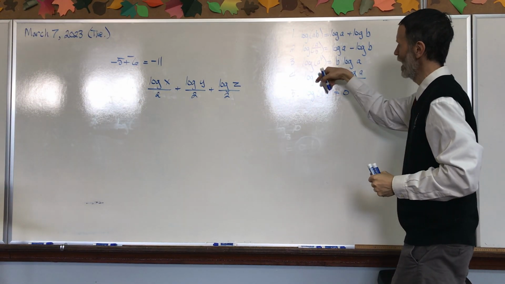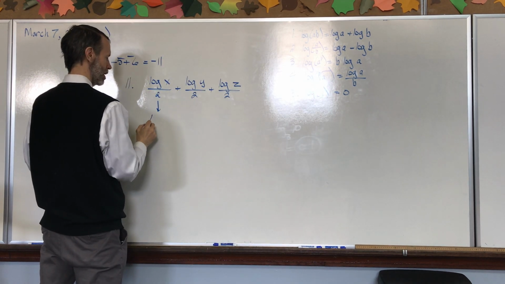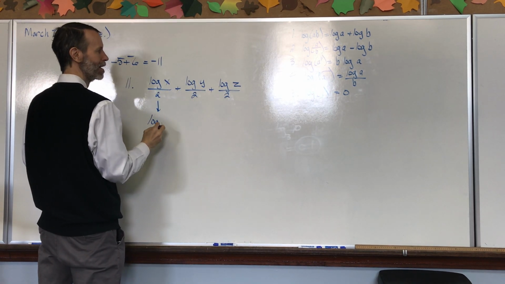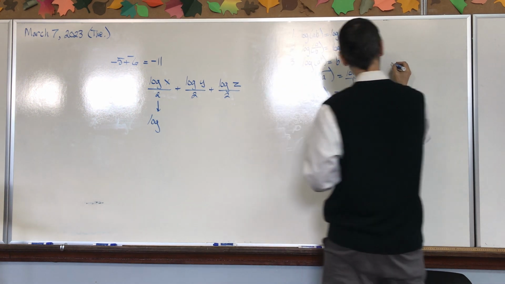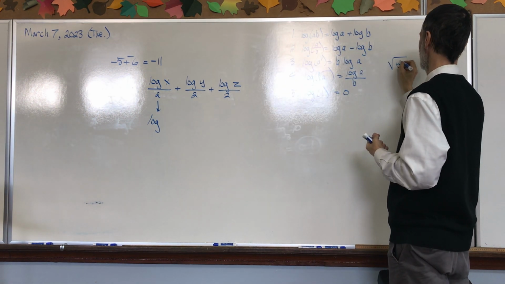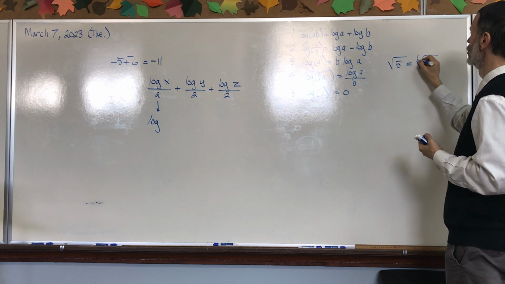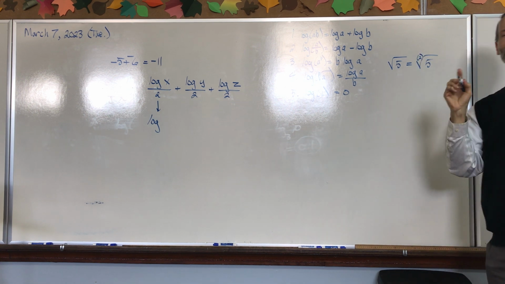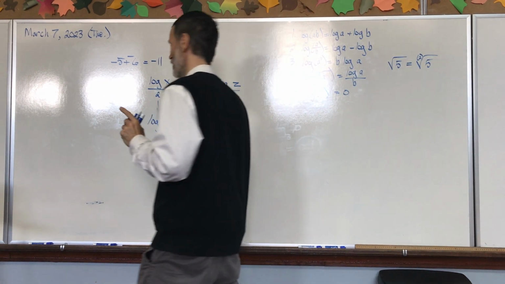Can you work them backwards? What did this used to be? That used to be log of what? Log of the square root of x. By the way, when you have a square root, what number is secretly hiding there? 2. They don't write it because it's so common, but there's secretly a 2 there.